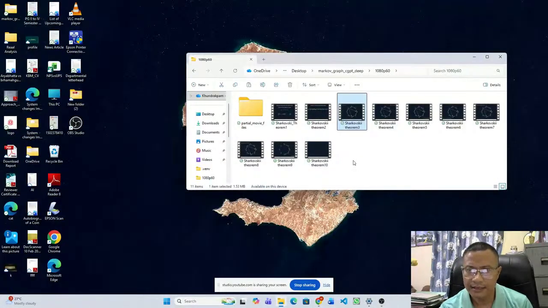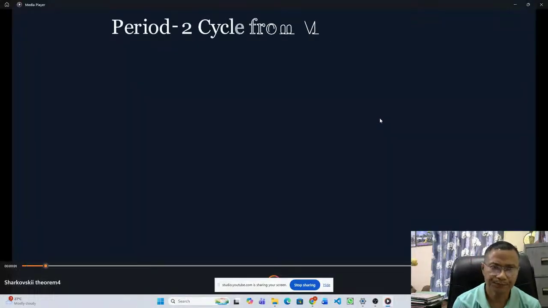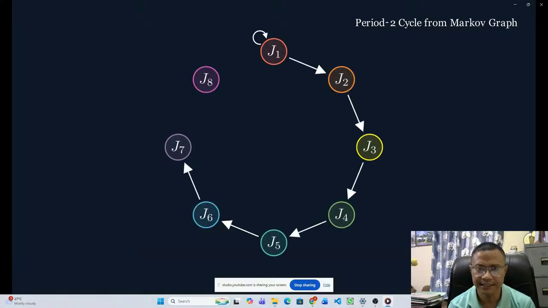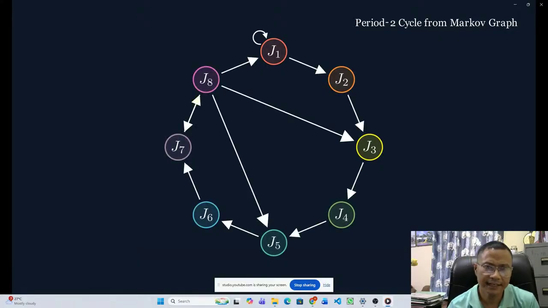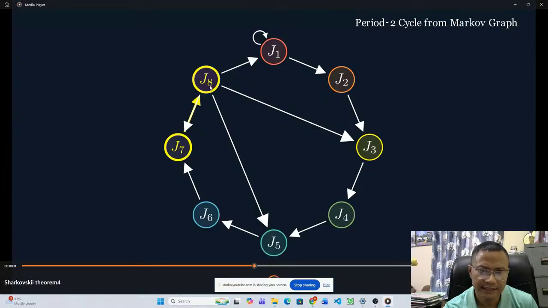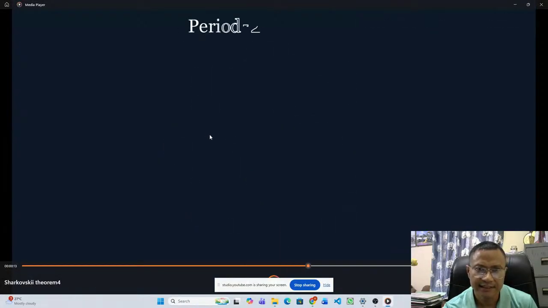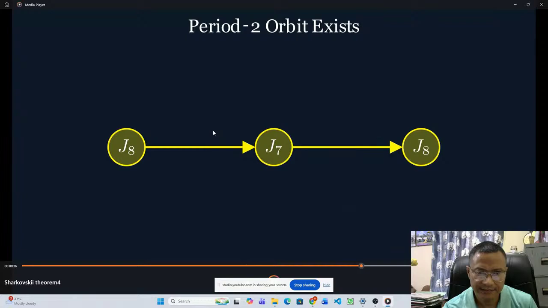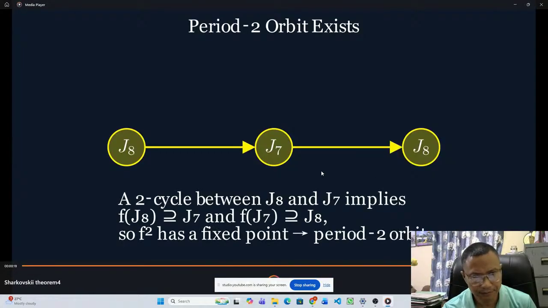Okay, now let us go to the next: the existence of a periodic point of period 2. So a period 2 cycle is there, or a primitive cycle of length 2 is there. Let us see where the primitive cycle of length 2 is. There is an edge from J8 to J7 and then J7 to J8. So it is a primitive cycle of length 2 because we have 2 edges here. Therefore, we will have a periodic point of period 2.